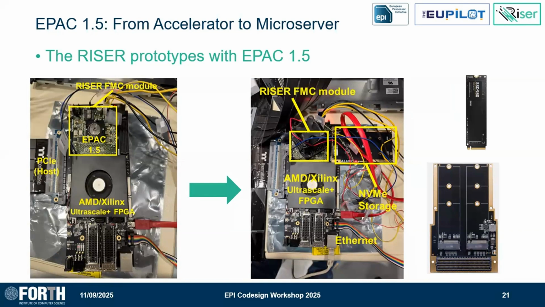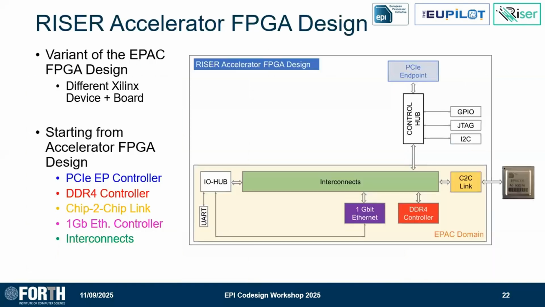Initially, EPAC 1.5 is an accelerator hooked to the PCI. So this is a bit better form factor with a different FPGA riser. But one of the more important parts is that we added a few more things to go from an accelerator to a microserver. What does a microserver mean? It means that you want to do standalone boot. What has happened is that we changed a few FPGAs, we got some connectors, we got an SSD, and we started with a variant of the EPAC FPGA design that you've seen earlier. The chip here, chip-to-chip link, DDR controllers, gigabit Ethernet, UART, whatever was there, and some control logic. So these are variants of the EPI FPGA design.